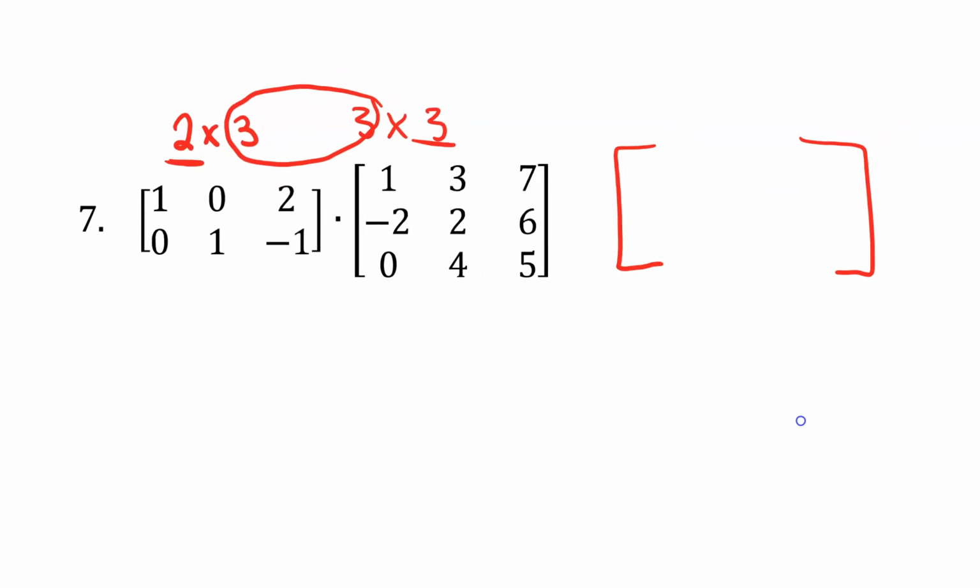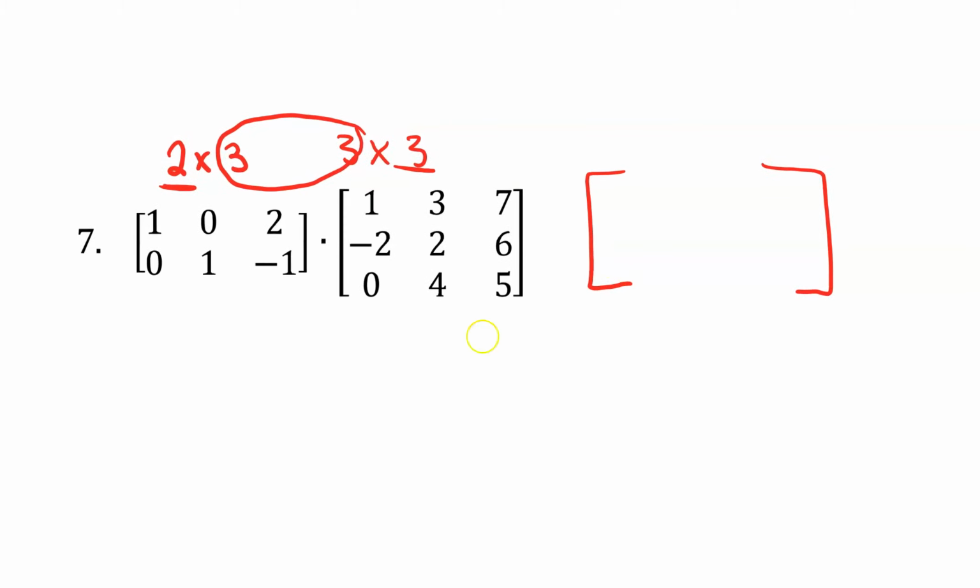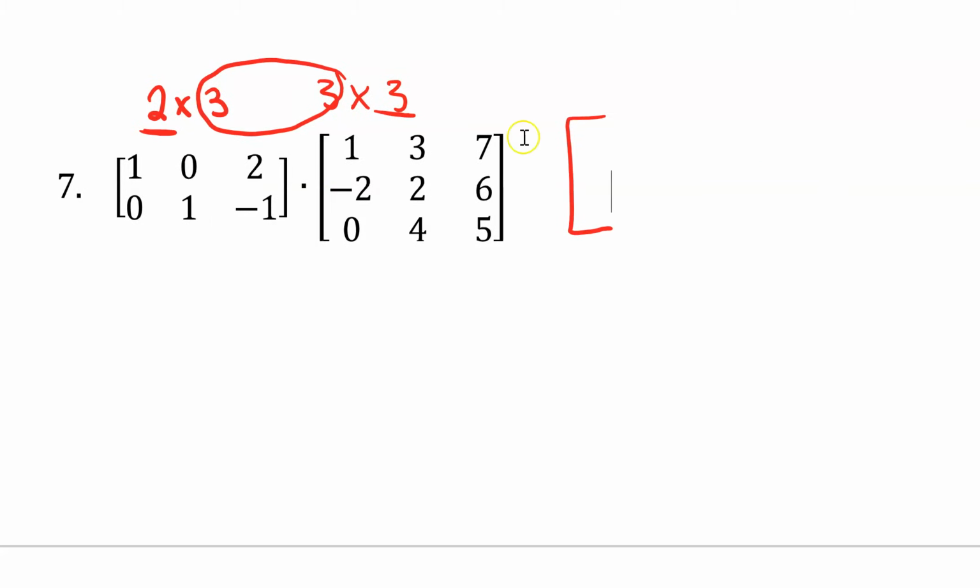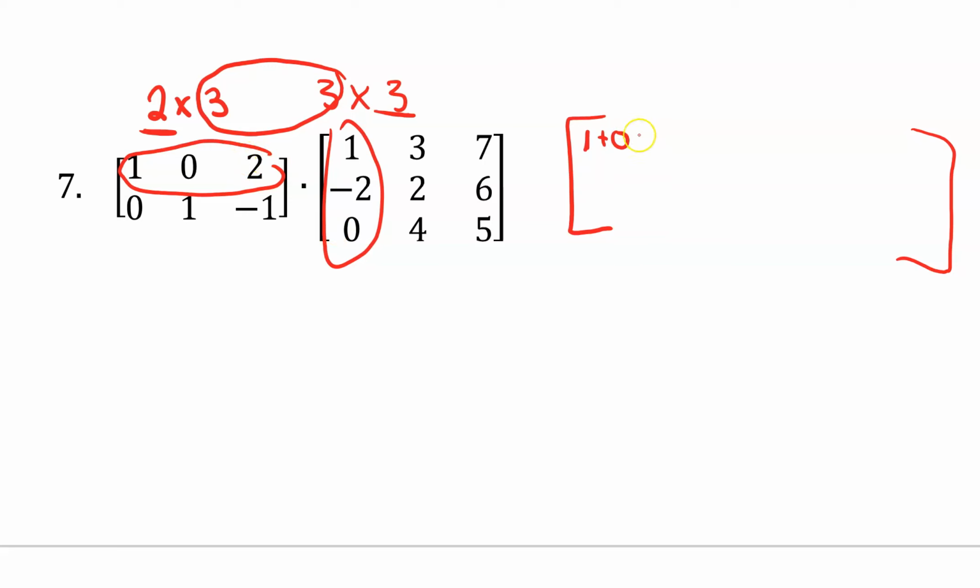I should probably leave a little more room because we're going to have a lot of things that we're adding together. So I'm going to give myself even more room there. Alright, so first row times first column. 1 times 1 is 1. 0 times negative 2 is 0. And then 2 times 0 is another 0. Add those together and my first item is going to be 1.